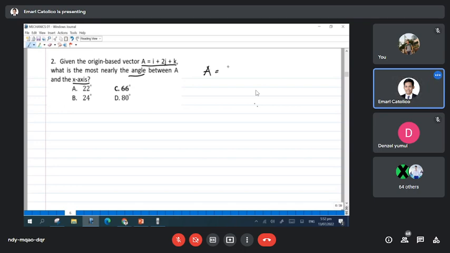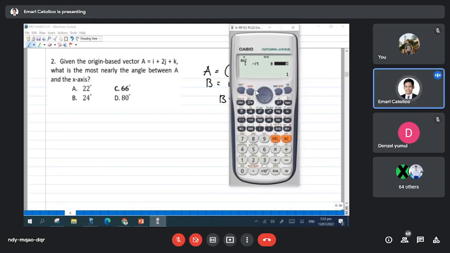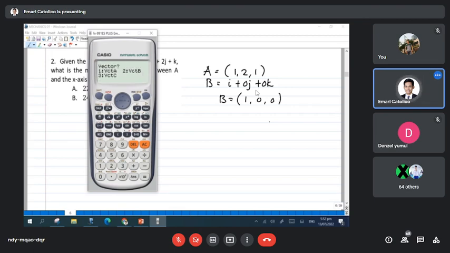A is equal to 1, positive 2, positive 1. Tama. Then si vector B, which is yung ating x-axis na sinasabi, is equal to, ang equation yan is I plus 0J plus 0K, since yung magnitude natin is nasa x-axis lang. So pag ni-write mo siya in terms of vector B, we have 1, 0, then 0. Okay, so I hope naintindihan yan. Now, store natin sa calculator. So, shift 5 to 1. So, 1, 2, 1. Shift 5 to, then vector B, 1, 0, 0.